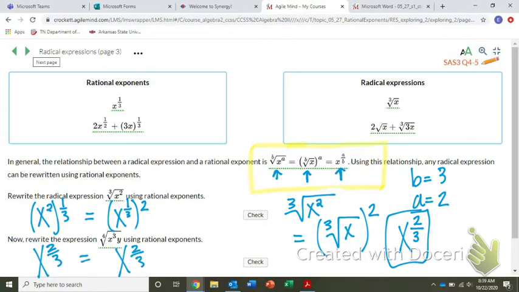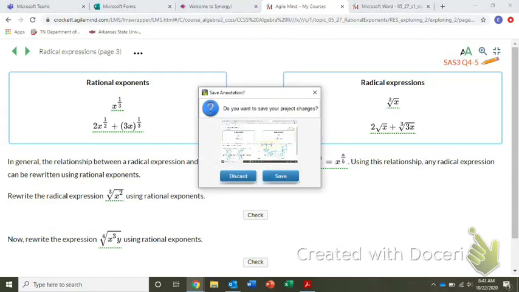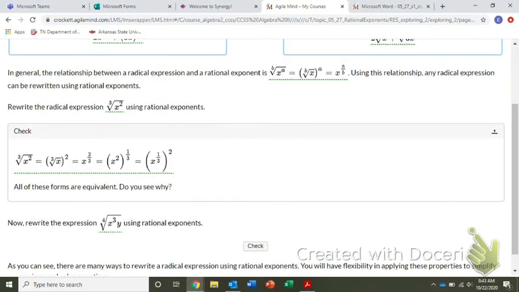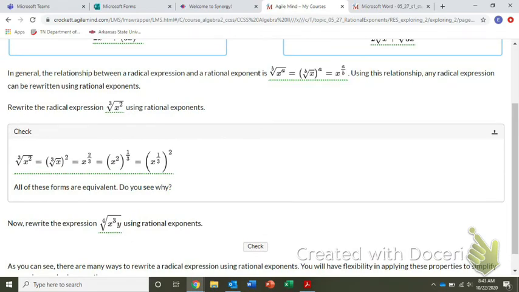Okay? If you want to click check, it'll show you the same thing that we just did. It said all of these forms are equivalent. Do you see why? So every form that it's showing you is equivalent. Okay, so it starts using the radical expression, which has the square root, and it moves to the rational exponents. So they all are the same thing, just different forms.